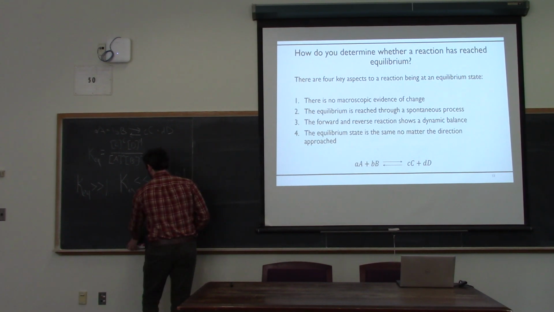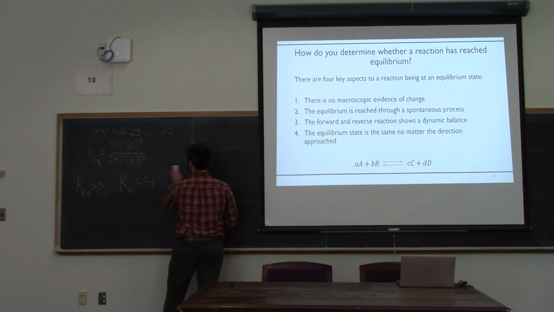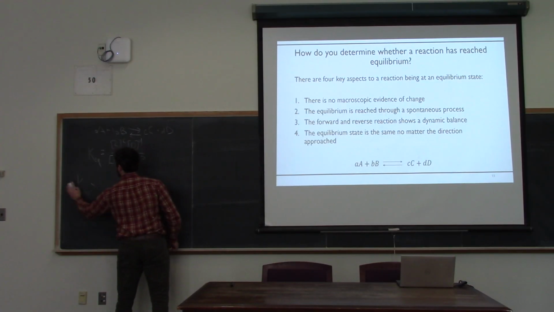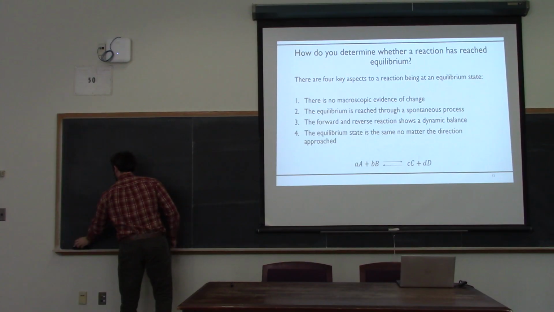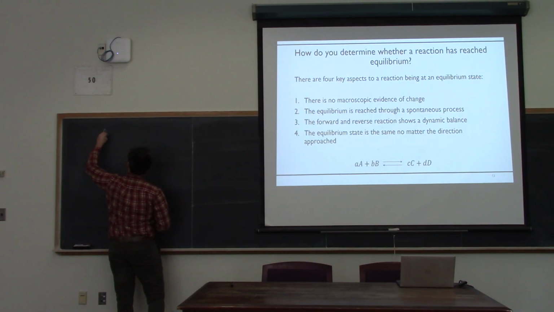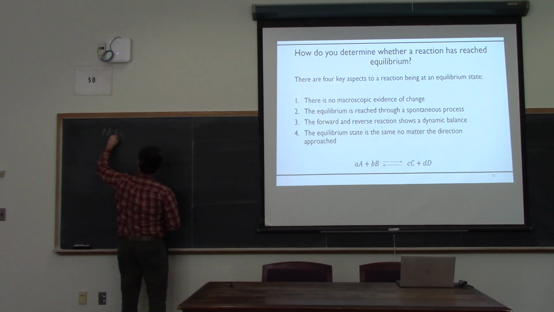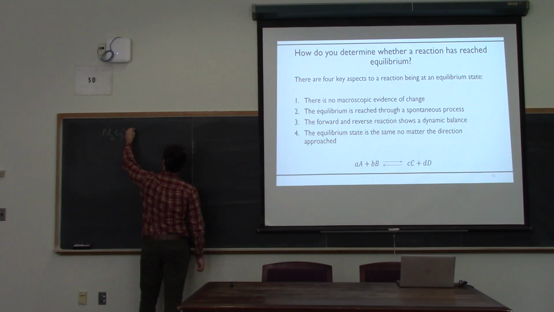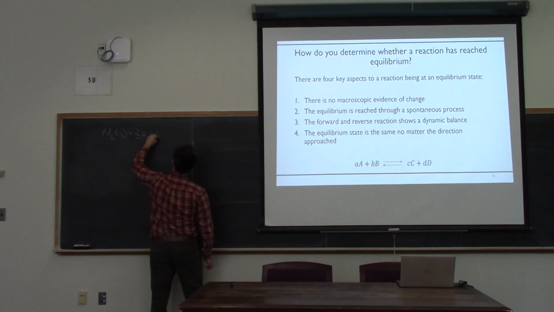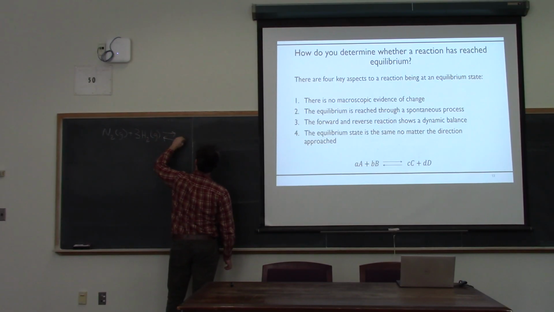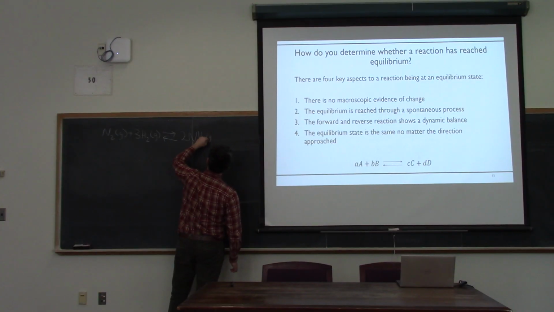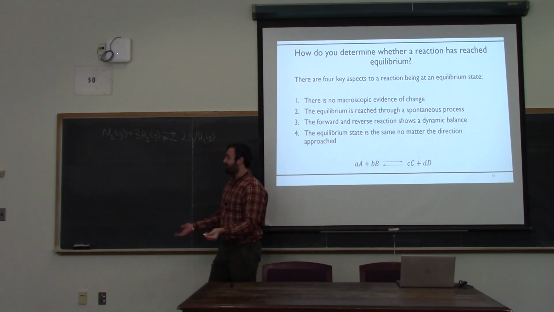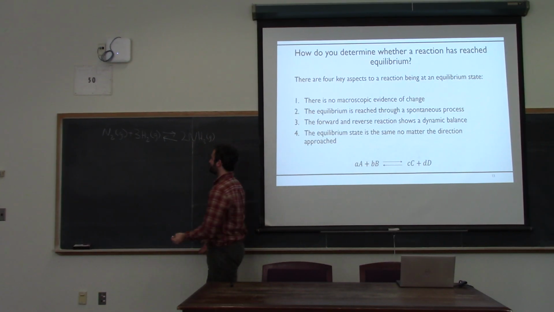OK. So now let's go back to that reaction that we talked about from the beginning of class. Now, instead, we're going to be thinking of the reaction of nitrogen gas and hydrogen gas to form ammonia gas. How would we write out the equilibrium constant for this?